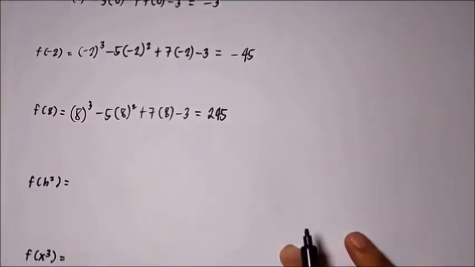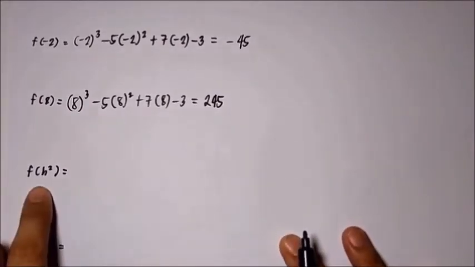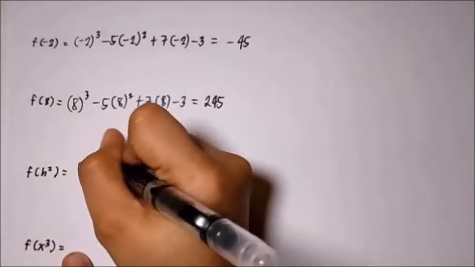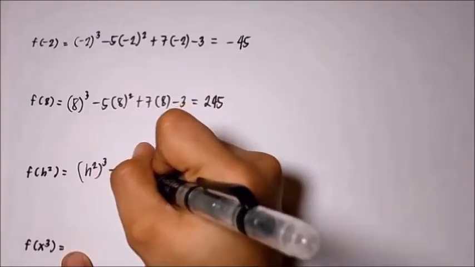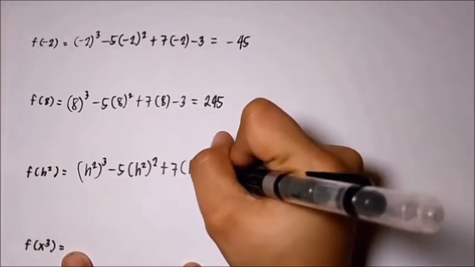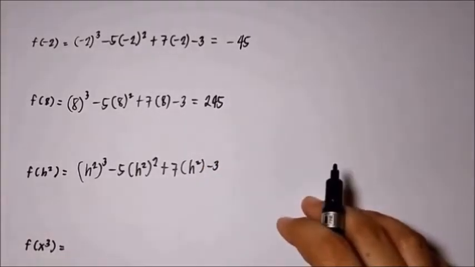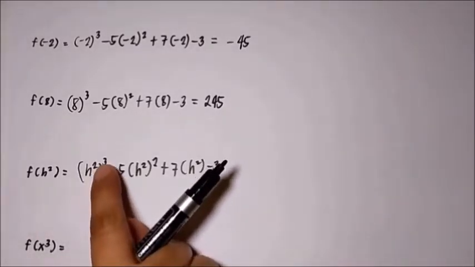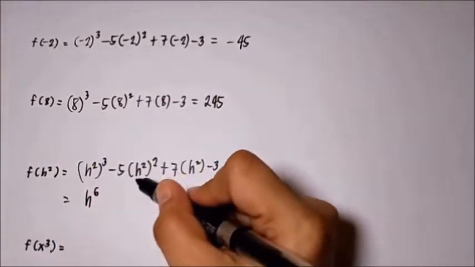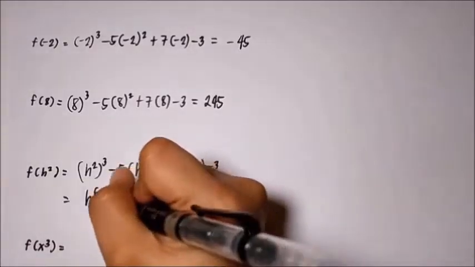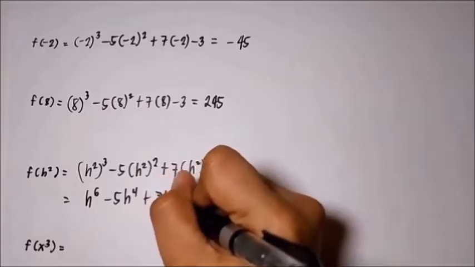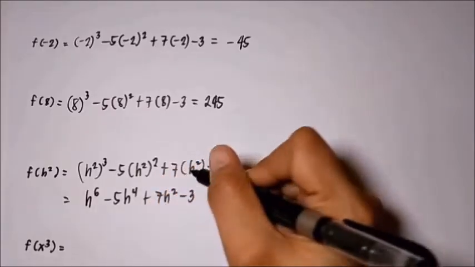Moving on, we have f of h squared. So instead of x, we will be having h squared. So this is now h squared raised to 3, minus 5 times h squared squared, plus 7 times h squared minus 3. So what would now be the value of this? H squared raised to 3 would be h raised to 6. Then h squared squared would be h raised to 4. So negative 5 h raised to 4 plus 7 h squared, then minus 3.